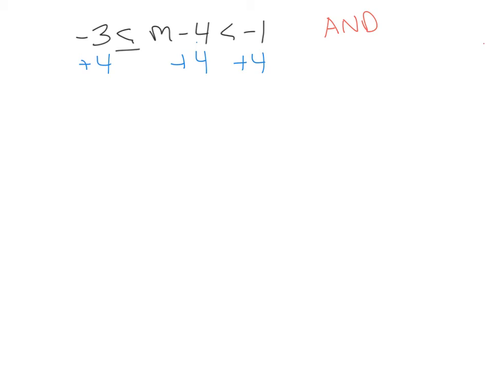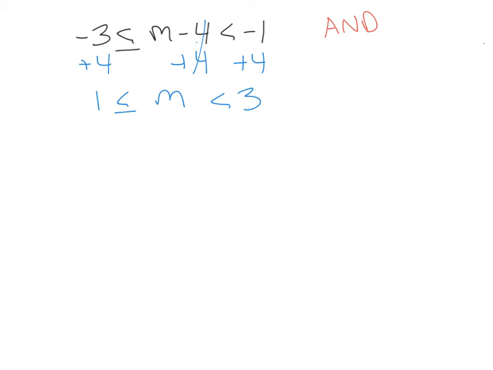So when we get -3 plus 4, that's 1. 1 is less than or equal to m, that's what's left. And then, which is also less than 4 minus 1 is 3. And so this is actually beneficial to us when we do our graph because it tells us where we're starting and where we're ending, okay?